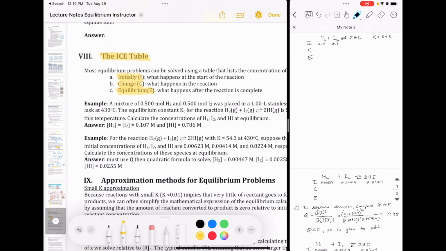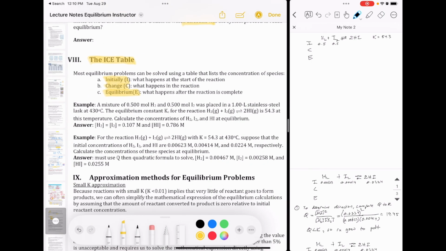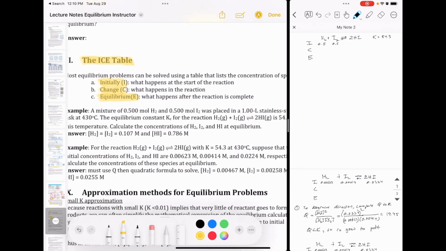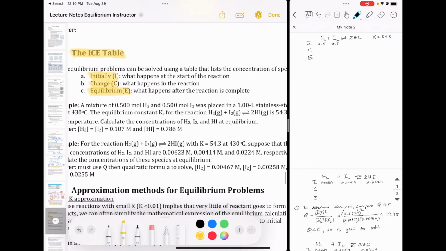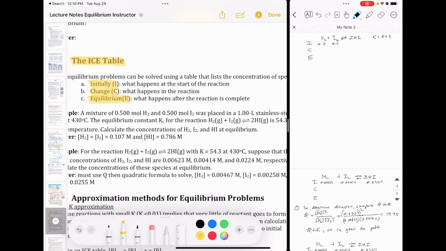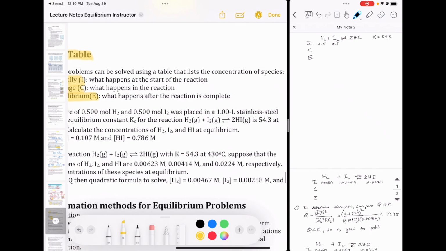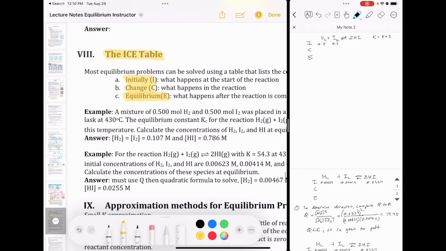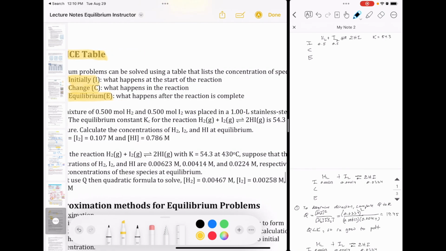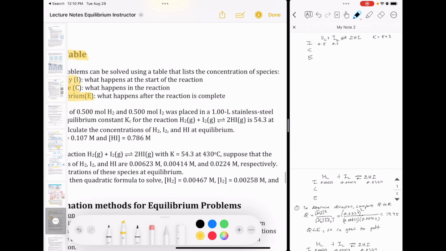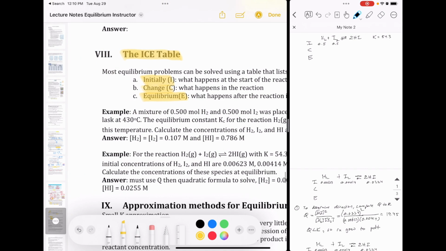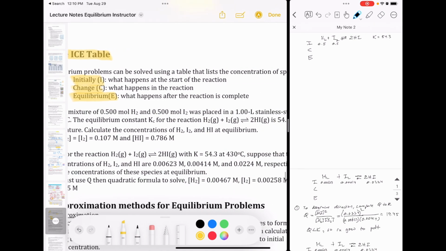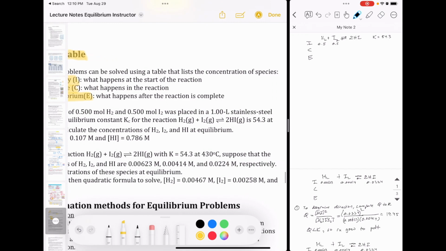The best way to learn this is really to do some problems. So we're going to look at a couple of examples here, highlight some of the ideas in using the ICE table to solve equilibrium problems. Let's look at that first problem. It says a mixture of half a mole of hydrogen and half a mole of iodine was placed in a 1 liter stainless steel flask at a certain temperature, gives us the equilibrium constant, which is 54.3 for the reaction. And then it says calculate the concentration of all species at equilibrium.